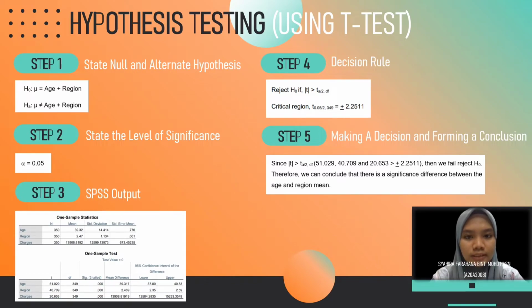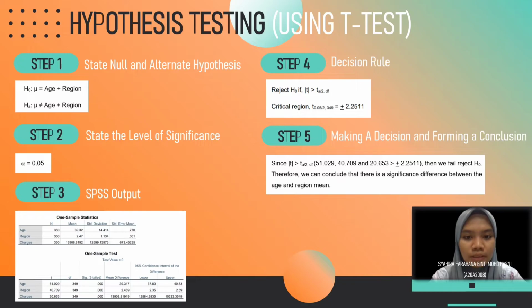Now, I will explain the hypothesis testing. Hypothesis testing is a statistical reasoning technique used to determine whether a difference between a sample and a population is due to sampling error or a significant difference. In this assignment, I use two methods: t-test and ANOVA.